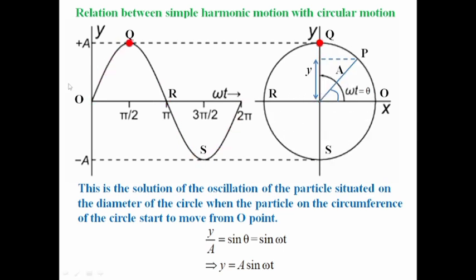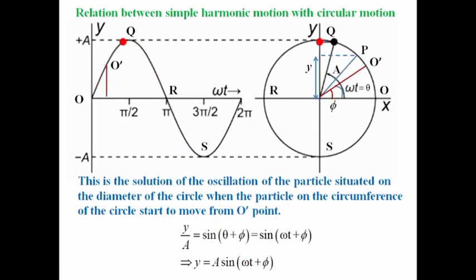So how can we relate here? From the figure you see, we are starting from O, and it is rotating in the anti-clockwise direction. It is going to Q here, that is the maximum amplitude. Then R is here, again you are coming to the mean position, then on the opposite side, that is S here, and then again to this point.